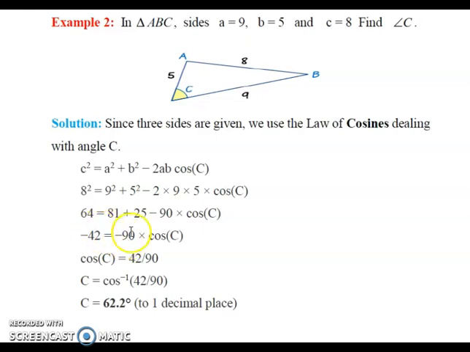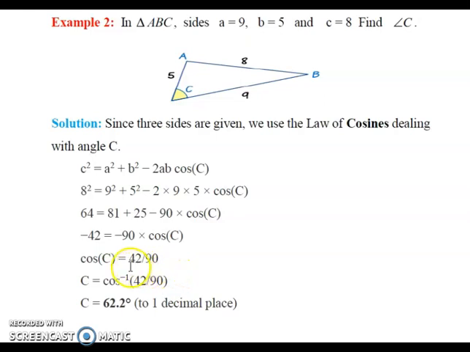From this, minus 42 is equal to minus 90 multiply cosine C. We need the angle C. Cosine C is equal to minus 42 divided by minus 90. Minus minus will be cancelled. 42 divided by 90. Angle C is equal to cosine inverse of 42 divided by 90.